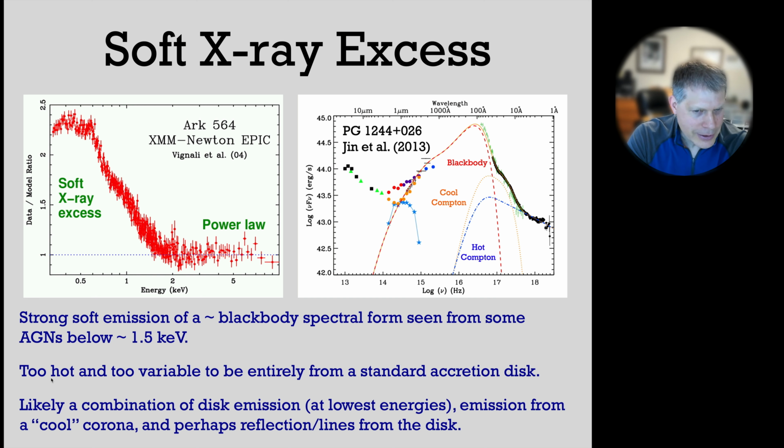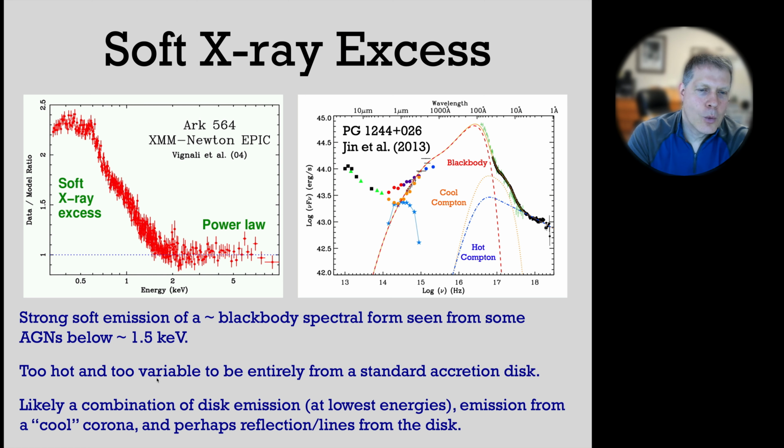It is too hot to be consistent with what you would naturally expect from a standard thin accretion disk, as we've been discussing earlier on. The disk, at least for these more massive black holes, never gets hot enough to make soft X-ray excess emission up at these sorts of energies. And indeed, in many cases, we can measure the black hole mass and we find the soft X-ray excess is far too high in energy compared to expectations given what we know of the system, including its measured black hole mass. Okay, so it often appears too hot to be entirely from a standard accretion disk.